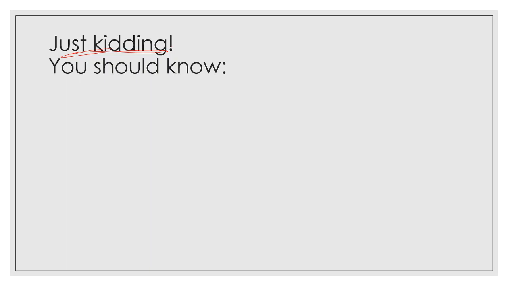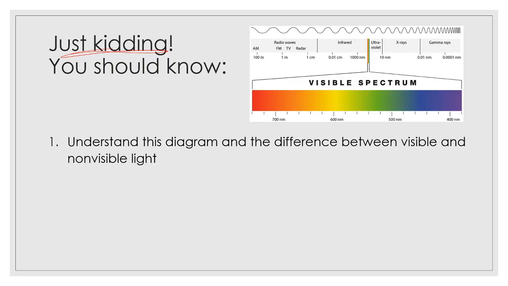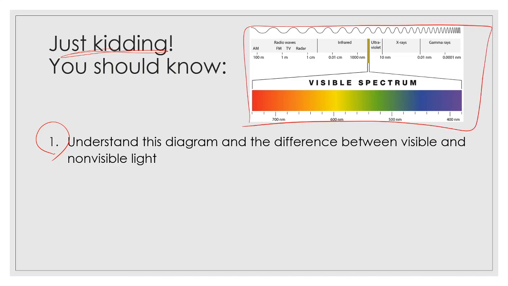Instead, here's what you should know from today's lesson. Here's what you need to take away. First of all, you should understand this diagram. If I ever show you this diagram, you should understand kind of what you're looking at and the difference between visible and non-visible light. The central idea being that we can only see this tiny little bit of the spectrum of the kinds of light that exist, and all the other types are considered non-visible.